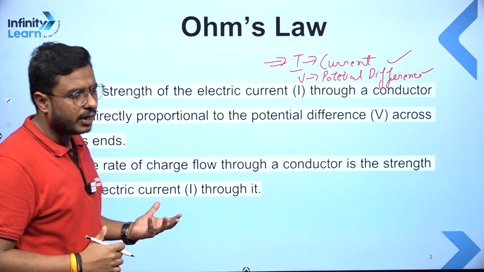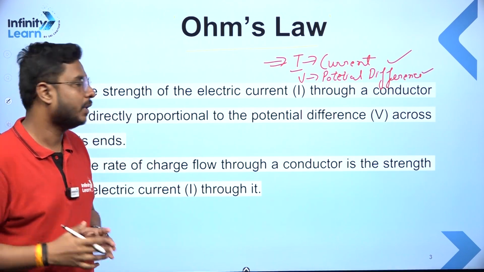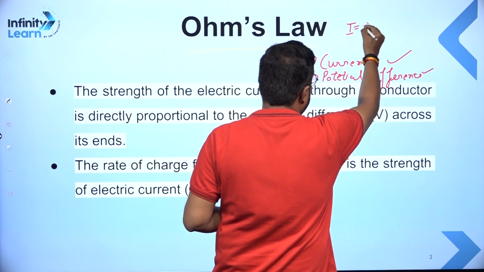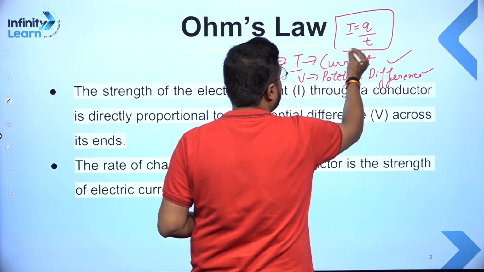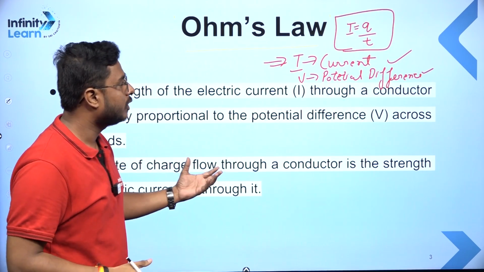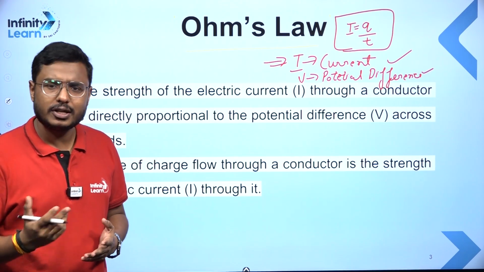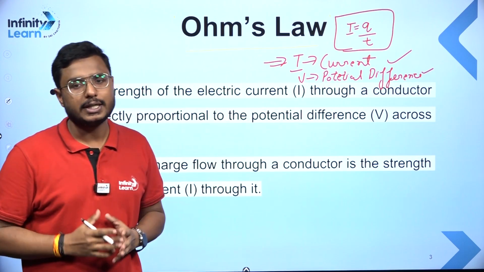What is electric current? How can we define this term? Very simple. Electric current, which we denote with the letter I, is equal to Q by T. What is Q here? Q is the charge and T is the time. So the rate of flow of charge is known as electric current. The charge which is flowing in a time t, that is known as electric current.